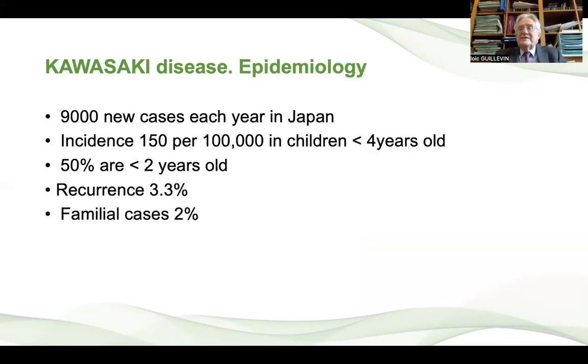Regarding epidemiology, it is an Asiatic disease, but we see some in all the countries in the world now. In Japan, they see approximately 9,000 new cases each year, with an incidence of 150 per 100,000 in children less than 4 years old. Half of them are less than 2 years old, very, very small children. It's a one-shot disease in most patients, but sometimes you have some recurrences, and it is not a familial disease, only 2%.